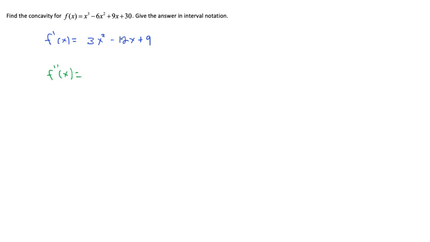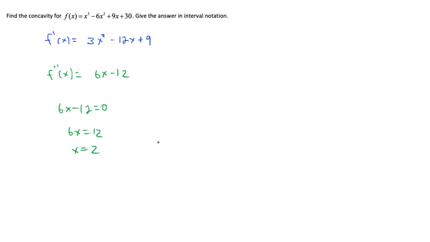So we'll take the second derivative of this. What do we get? We get 6x minus 12. Now we want to find a critical number here for the second derivative. So let's set this equal to 0 and solve. So 6x is equal to 12. Divide by 6, x is equal to 2. So this is our critical number, right?